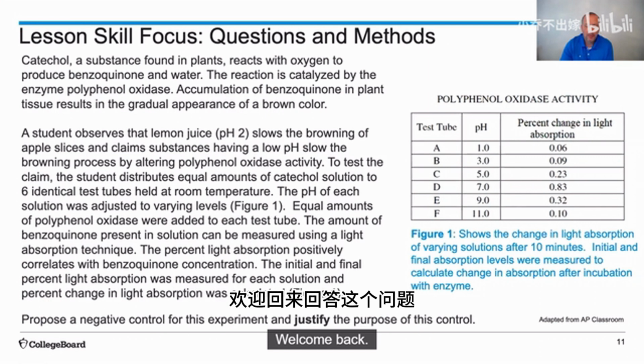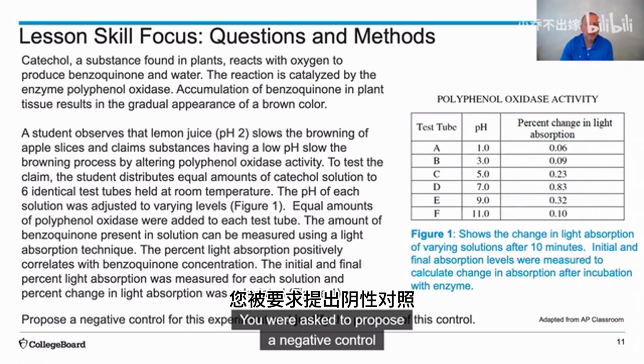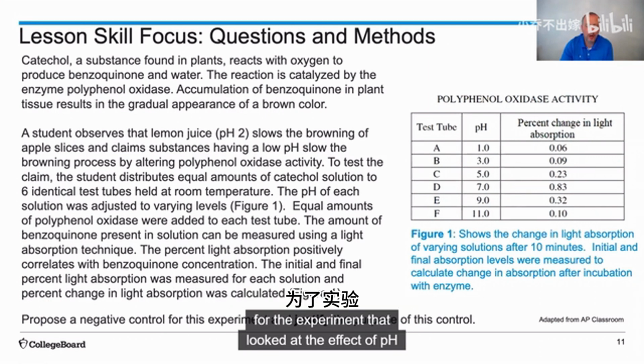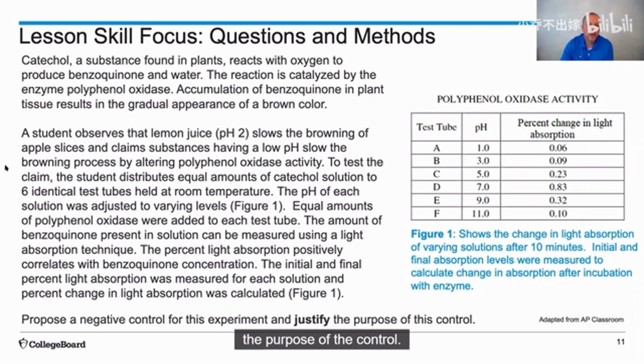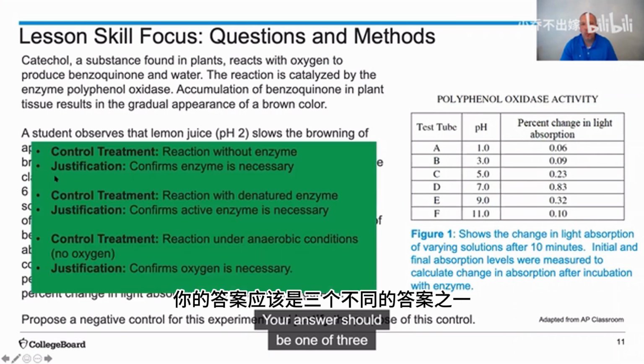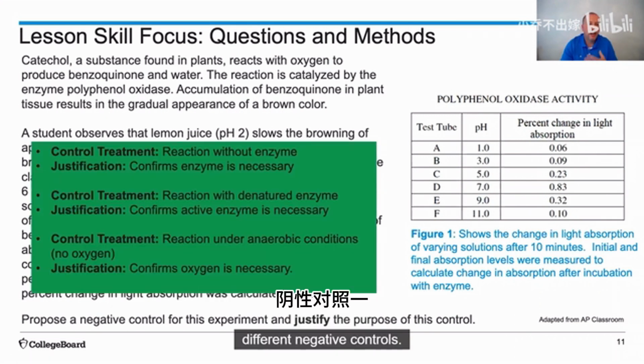Welcome back. For this question, you were asked to propose a negative control for the experiment that looked at the effect of pH on the enzyme polyphenol oxidase and justify the purpose of the control. Your answer should be one of three different negative controls.